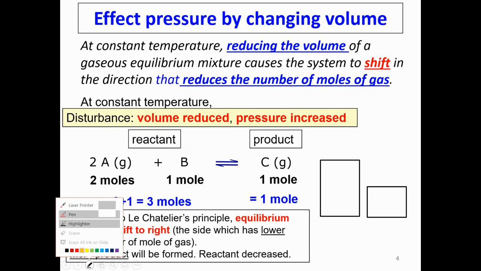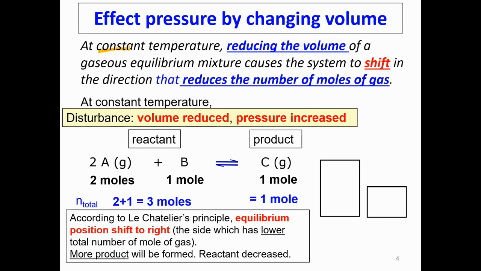Now, let's look at this. At constant temperature, reducing the volume of a gaseous equilibrium mixture causes the system to shift in the direction that reduces the number of moles of gas. So for example, the disturbance: at constant temperature, volume reduces, pressure increases. Now, let's see what the whole sentence means.